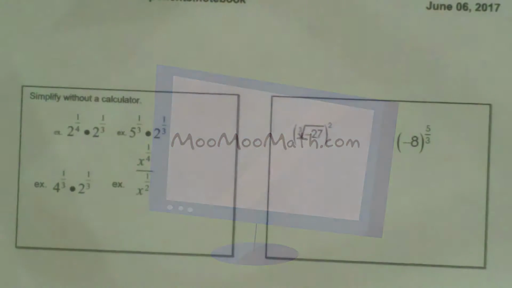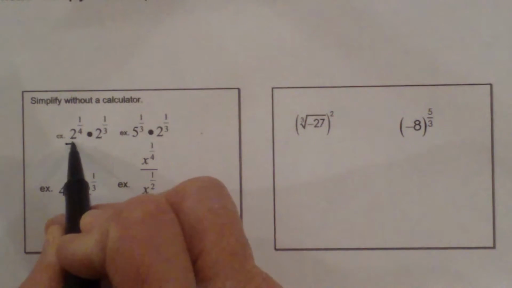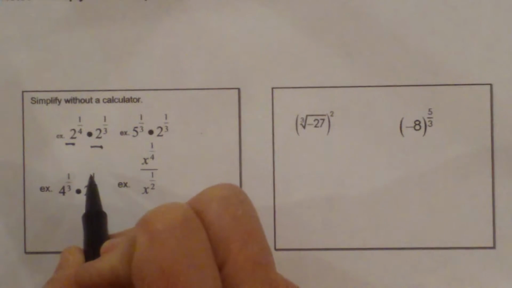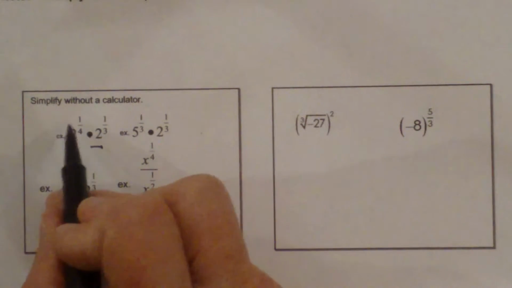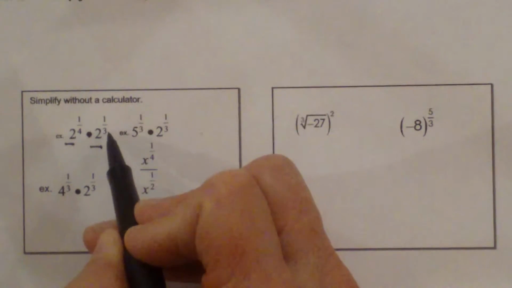Simplify without a calculator. So let's think about our exponent rules. If we're multiplying like bases, what do we do with the exponents? Well, when we multiply like bases, we add exponents. So we have 2 to the 1/4 times 2 to the 1/3.